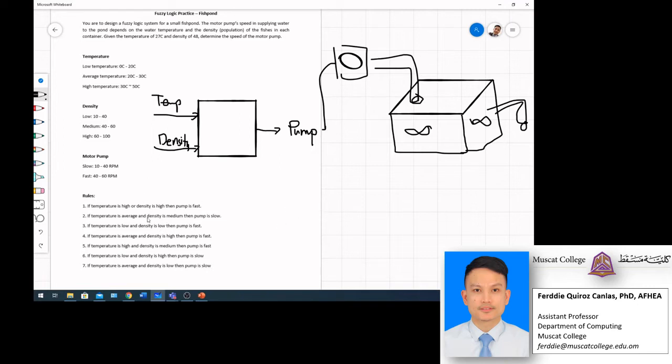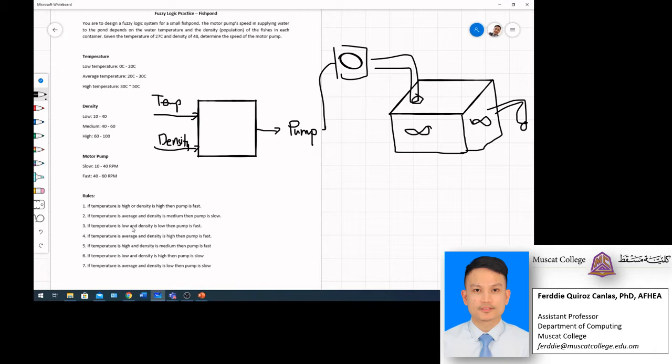So we have the rules. If the temperature is high or the density is high, then the pump is fast, okay? Meaning the temperature is very high or high, and there are too many fishes in this one, so the pump should be fast. If the temperature is average and the density, meaning the number of fishes, is medium, then the pump is slow, because the temperature is not hot, not cold, and the density is also medium, not too many fishes, so the pump should be slow.